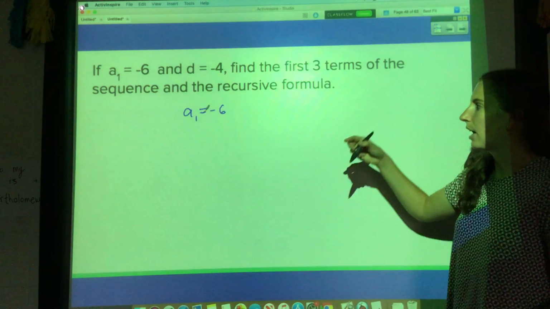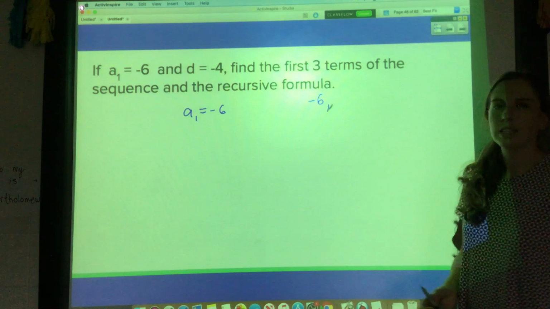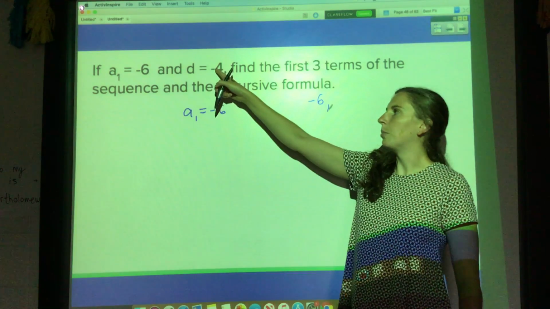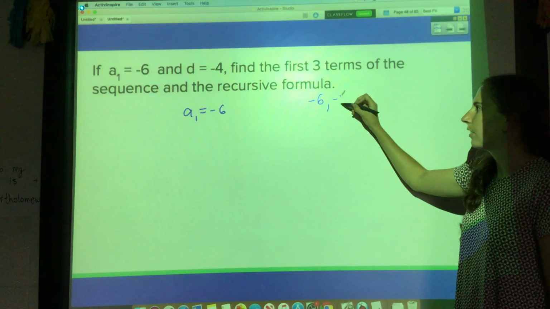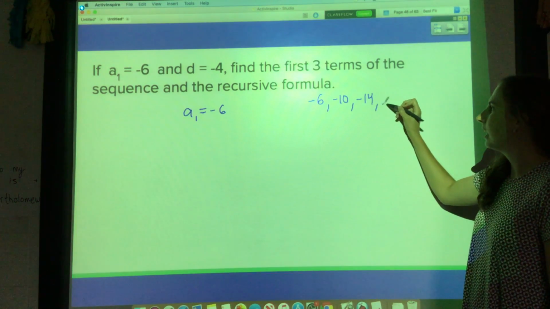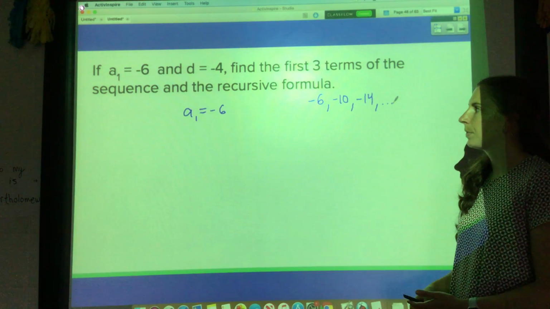I guess if I want to write out the first 3 terms, it starts with -6. Then what would the next term be? The next term would be, you're going to do -4. So -6 minus 4 would be -10, and then -4 again would be -14, and so on. Those are the first 3 terms of the sequence.